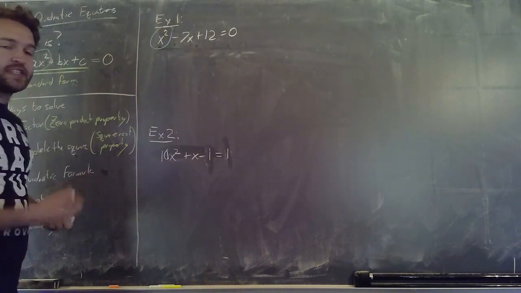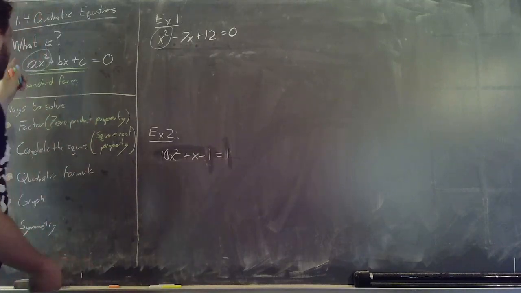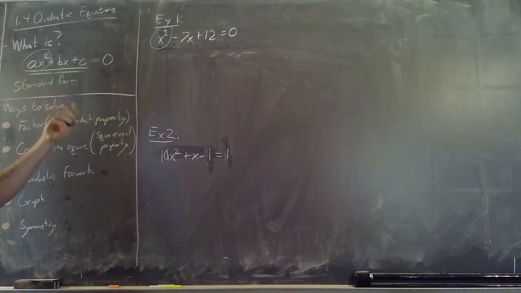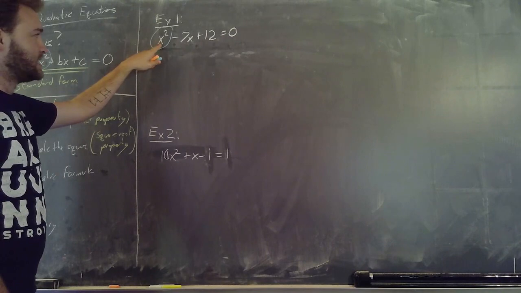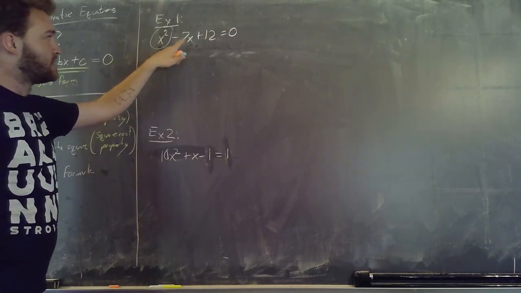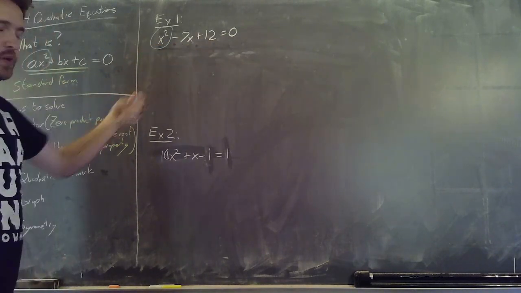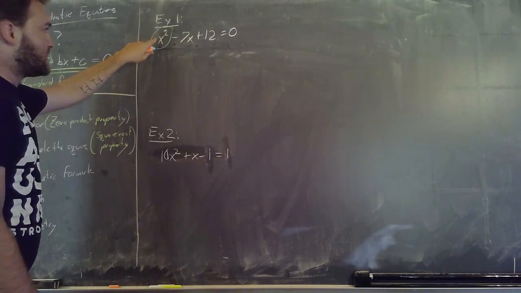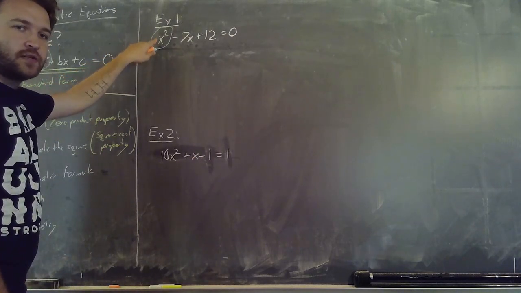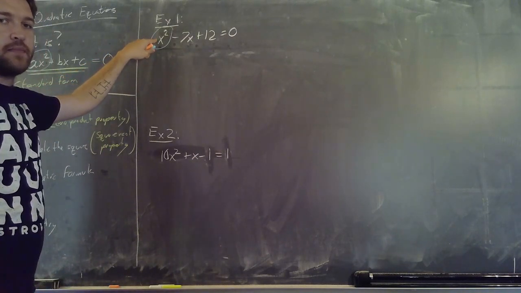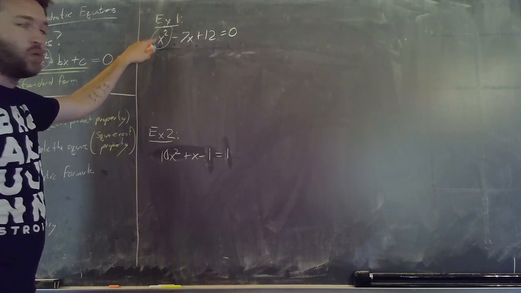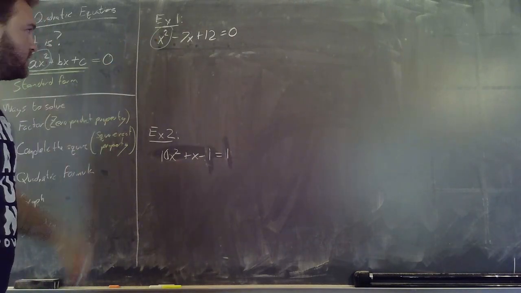Okay, so once I've established that this is quadratic, I need to check to make sure it's in standard form. The easiest way to do that is just to see that the x's go in descending order, x squared, then x, then a constant. This one does. And furthermore, we want this first term here to be positive, if we can make it positive. So this is a positive 1, that means we are good to go, we're ready to solve this thing.